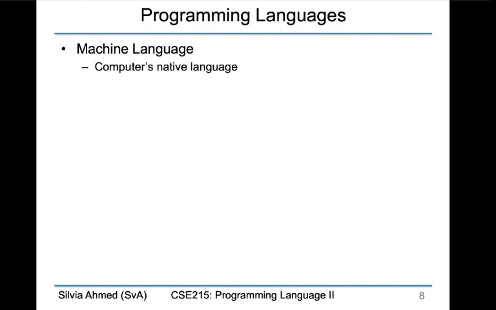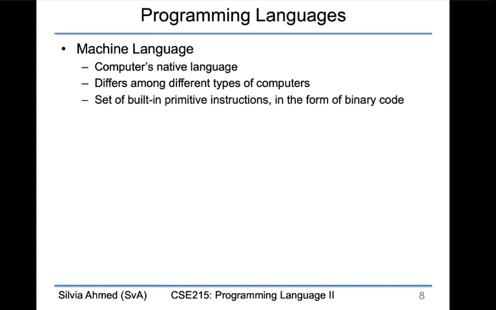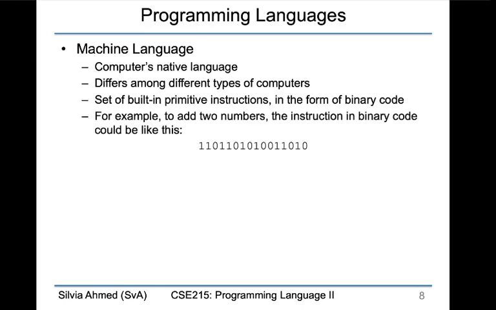This is the computer's native language, and it differs among different types of computers based on the processor make. That means whether the processor is from Intel or AMD or some other company, or whether the operating system or the processor is a 32-bit or 64-bit system. Based on the different systems, every system has its unique machine language, which is a set of built-in primitive instructions in the form of binary code. That means it consists of only zeros and ones.